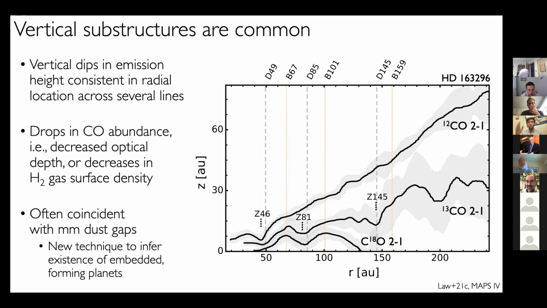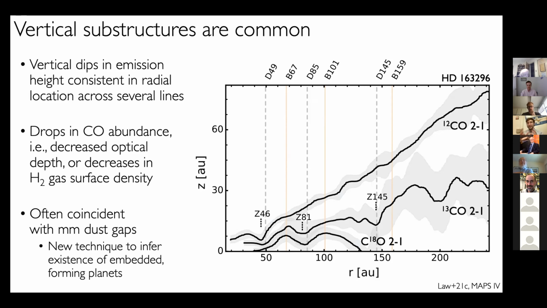And what I've done is overplotted the radial locations of the dust features. So the gray dashed lines are the dust gaps, and the solid orange lines are the dust rings. And what it turns out is that we often see the vertical dips at the same location as millimeter dust gaps. And so what this would suggest is that this is due to a decrease in H2 gas surface density and might be due to planetary perturbers in these disks causing this. I don't have time to go into the full explanation for that. Ask me a question if you're curious after this.